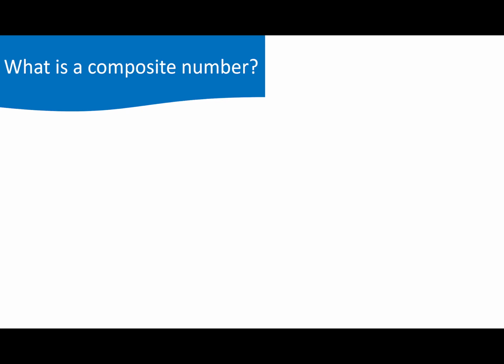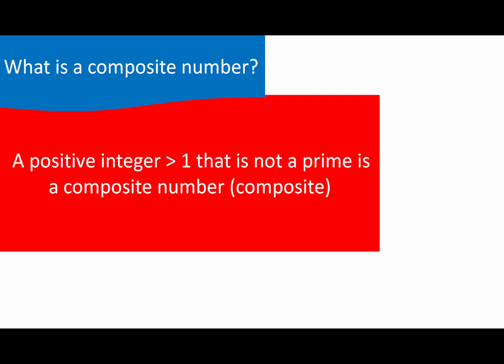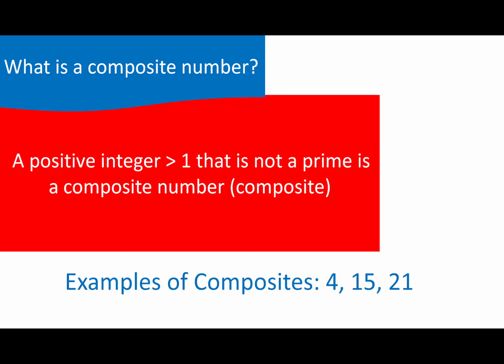What is a composite number? A positive integer greater than 1 that is not a prime is a composite number, a composite. Examples: 4, 15, 21. Now 15 can be divided by 3 and by 5. 21 can be divided by 3 and by 7.